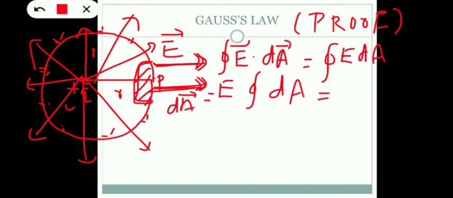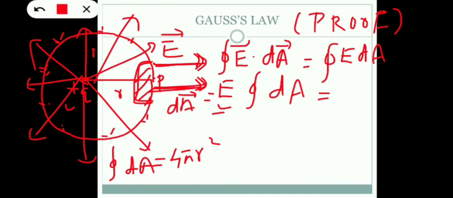Now, what is this closed integral dA? dA is the area element. If we integrate the area element, we are adding all the area elements, so we get the area of the sphere. And what is the area of the sphere? 4 pi r square is the area of the sphere. So that expression you need to substitute here. And what is the expression for electric field intensity? Electric field intensity is 1 by 4 pi epsilon naught Q by r square.